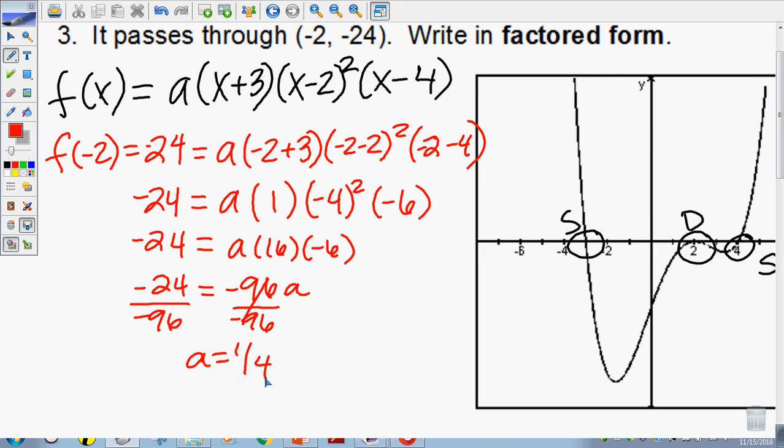So your answer would be 1/4 times x plus 3 times x minus 2 squared times x minus 4. And that would be your final answer, because it asks for a factored form. Not polynomial form, but just factored. So you would just put 1/4 in the place of the a.